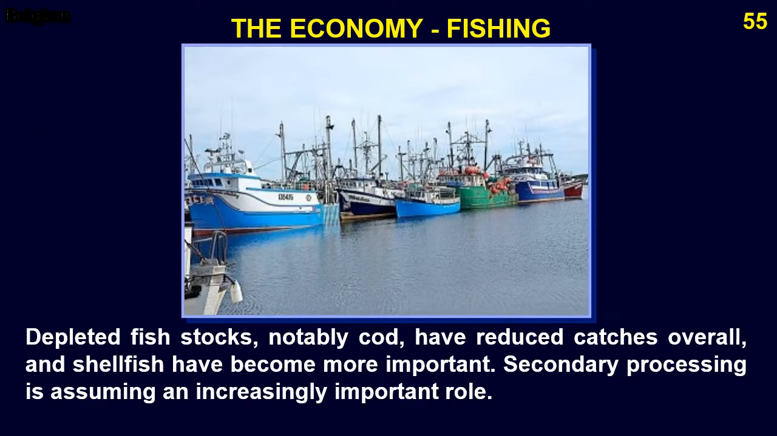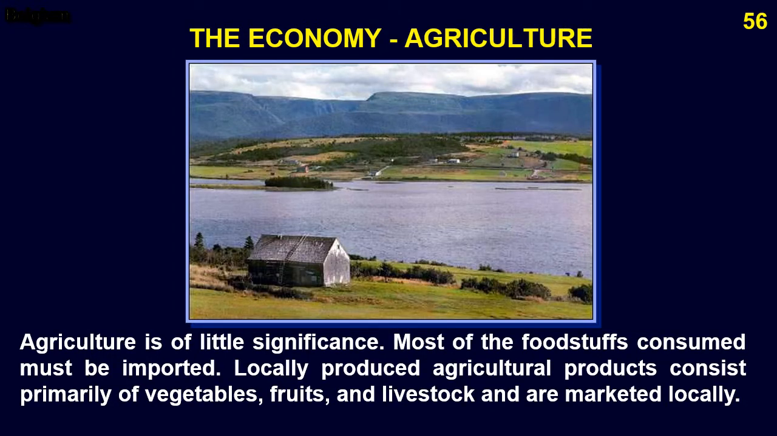Depleted fish stocks, notably cod, have reduced catches overall, and shellfish have become more important. Secondary processing is assuming an increasingly important role. Agriculture is of little significance. Most of the foodstuffs consumed must be imported. Locally produced agricultural products consist primarily of vegetables, fruits, and livestock and are marketed locally.